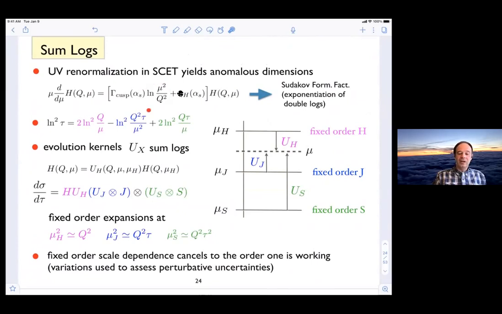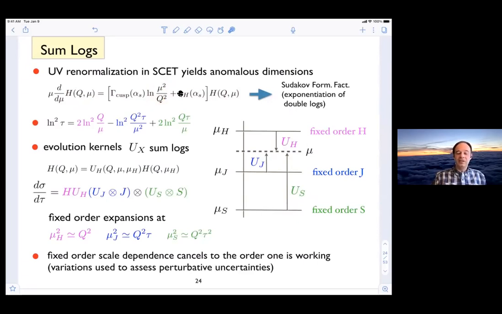And a single logarithm shows up in your anomalous dimensions. So usually your anomalous dimensions will not have a log like that, but in SCET they can. And the presence of that log leads to Sudakov double logarithms. The fact that these types of equations are homogeneous equations, so I have an RG equation for a hard function that gives back the same hard function, leads to exponentiation.